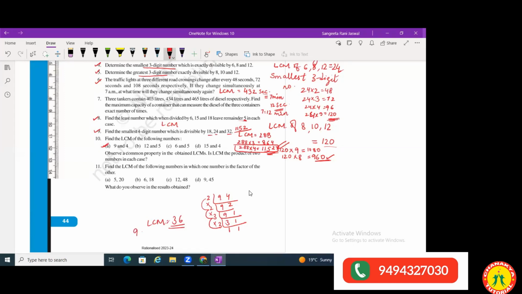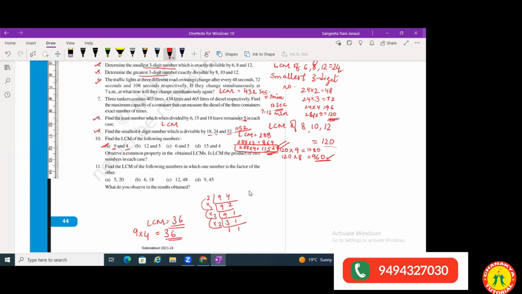If I multiply 9 with 4, the same numbers which were given in the question, the product is 36. That means LCM is the product of the numbers. Okay? You understood that? So the same thing you can do in any of these questions. You can try with these questions also.